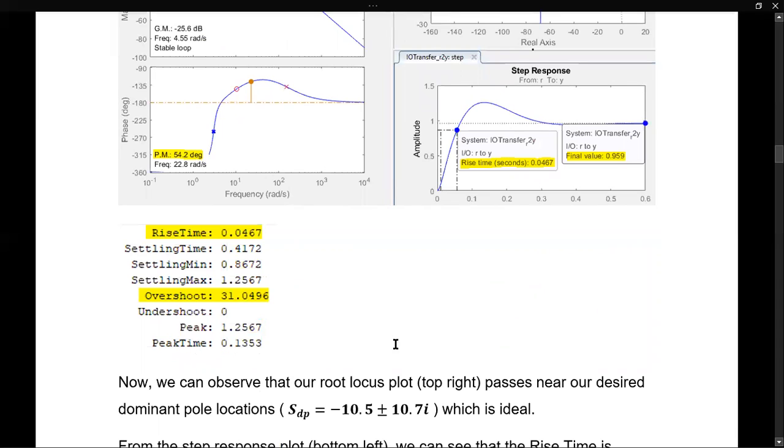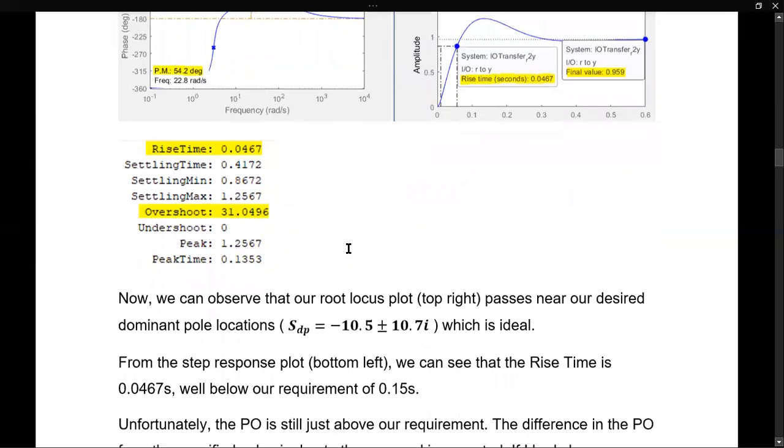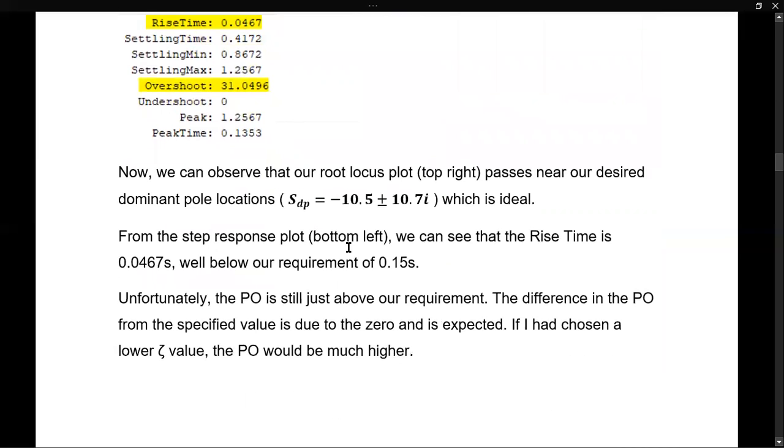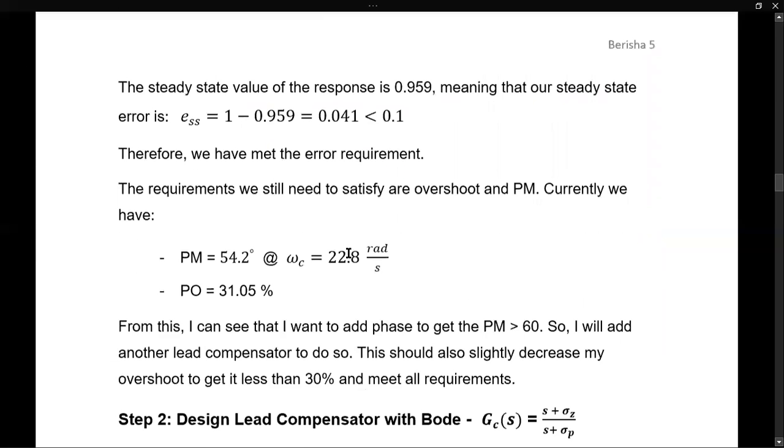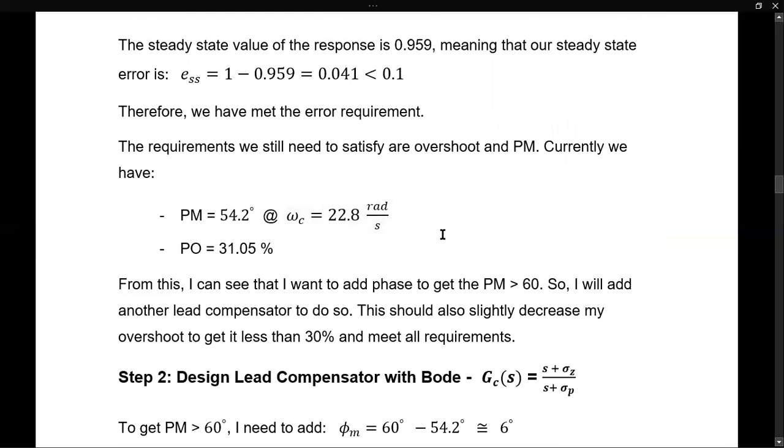Looking at the step info, we see that the overshoot is equal to 31, which is just barely above our requirement. So currently we have the 2 requirements met, which is the rise time and the steady state error, and we still want to satisfy our overshoot and phase margin, and this is what we currently have.